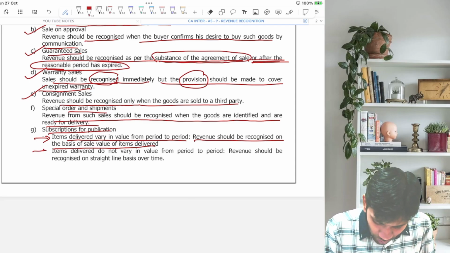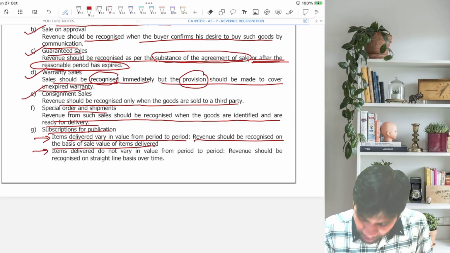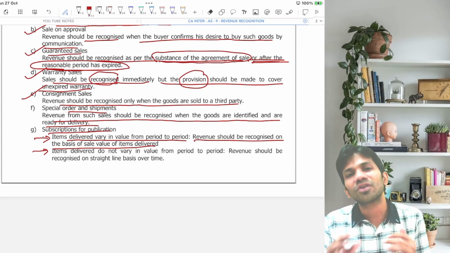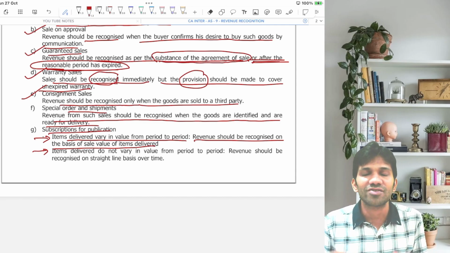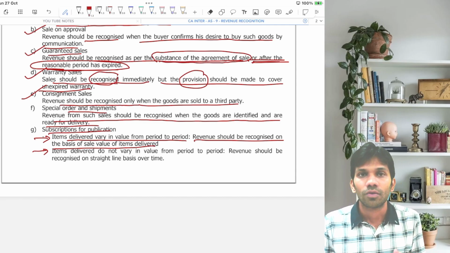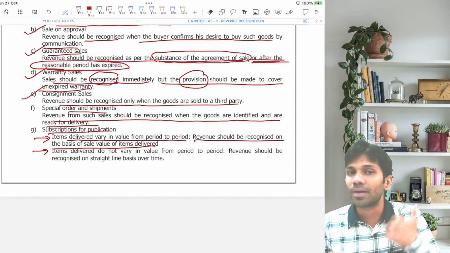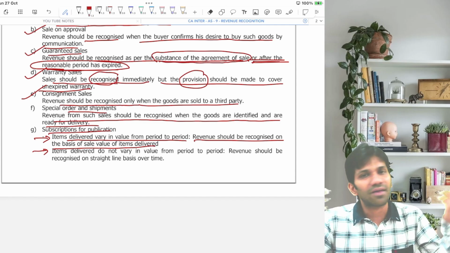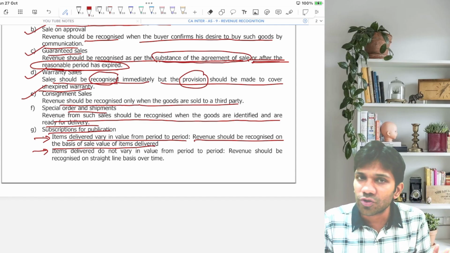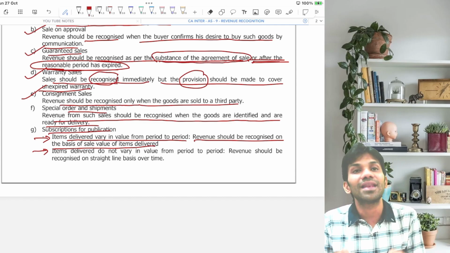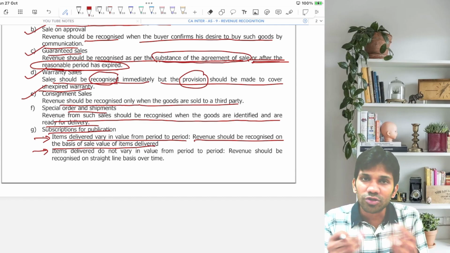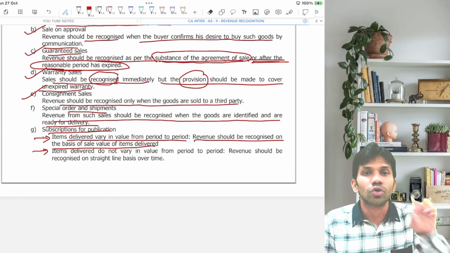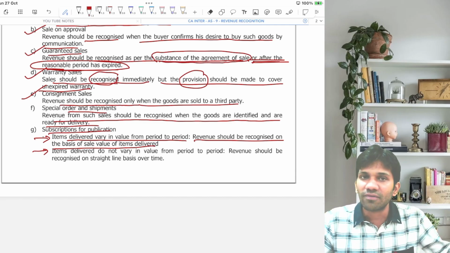And if items delivered do not vary in value from period to period, for example a newspaper. Let's assume the Times of India newspaper costs 10 rupees. For whom is it cost price? For the public. For the company, it is the selling price. So wherever I deliver, the price will be 10 rupees only. That is also a subscription. People subscribe to Times of India and get the newspaper for the entire year. So 10 rupees is the constant price for everyone all over India.